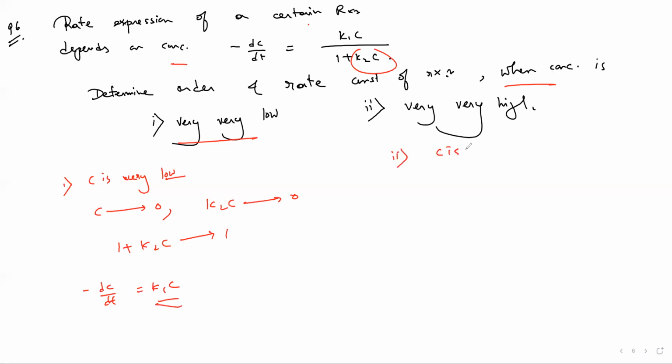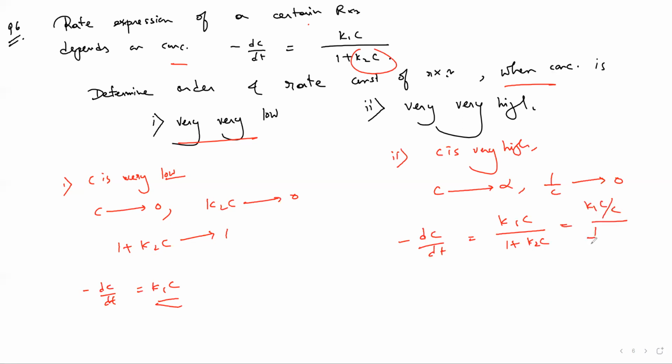Very high. C is very high. Okay. C tends to infinite. 1 by C tends to 0. Minus dC by dt equals K1C over 1 plus K2C. K1C by C, 1 by C, K2C by C. So just cut down all the stuff. So what you get? K1 over 1 by C plus K2. Now 1 by C value is 0. So we can say minus dC by dt equals K1 by K2.